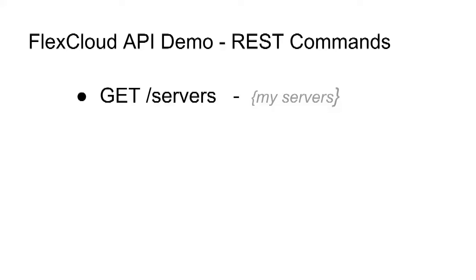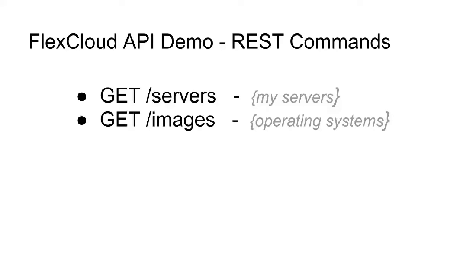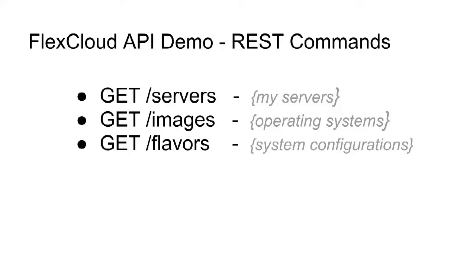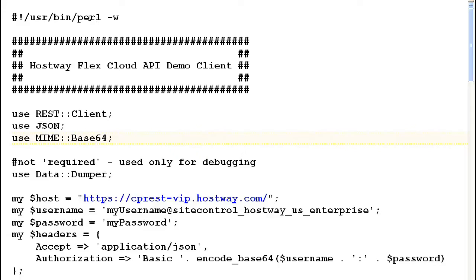You will see how to list the servers that already exist in your account, and to list the operating systems, or images, and the configuration settings, or flavors. The operating systems and configuration settings can be used when building new servers. This example is written in Perl, although any other programming language will follow the same pattern.